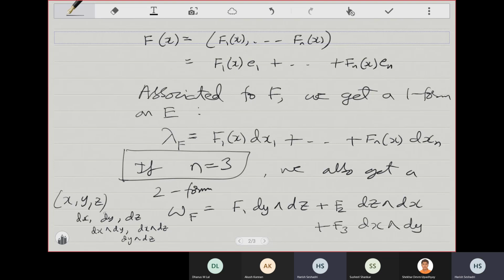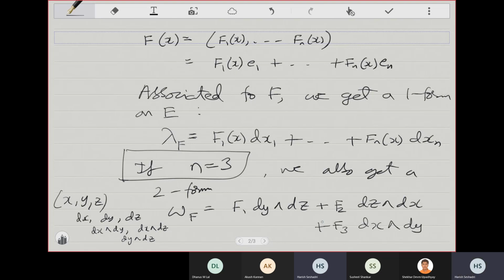x1, x2, x3. So you have to put the indices in increasing order. So dx wedge dy, so dx1 wedge dx2, this would be dx1 wedge dx3, this would be dx2 wedge dx3. We have proved that anything can be written, any form can be written as a linear combination of these where the coefficients are functions.